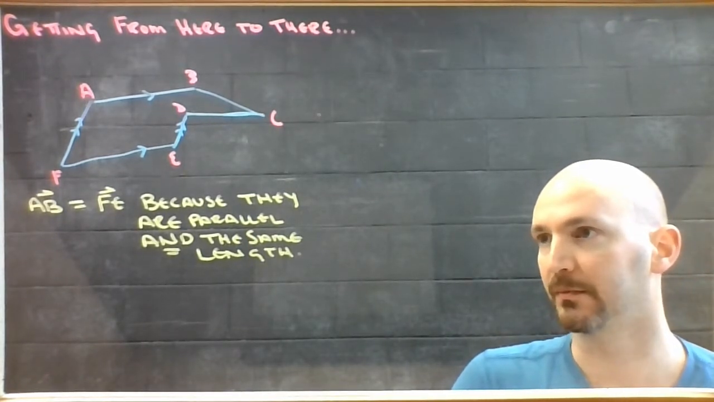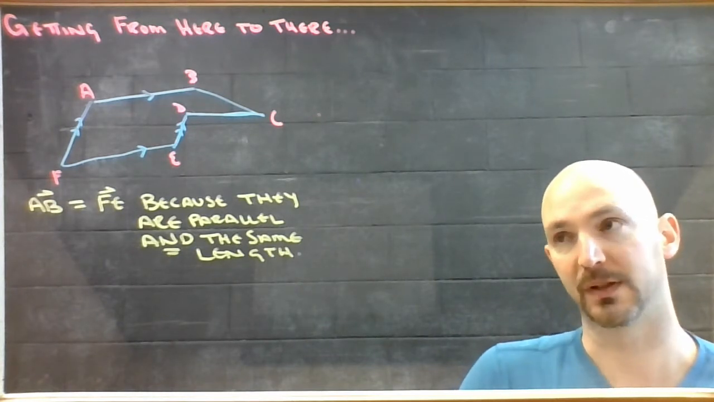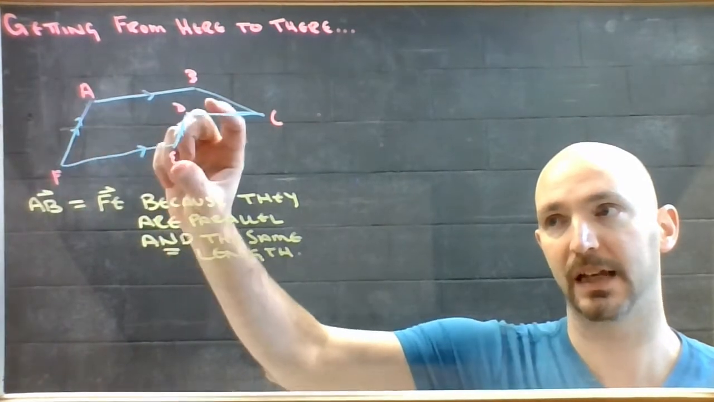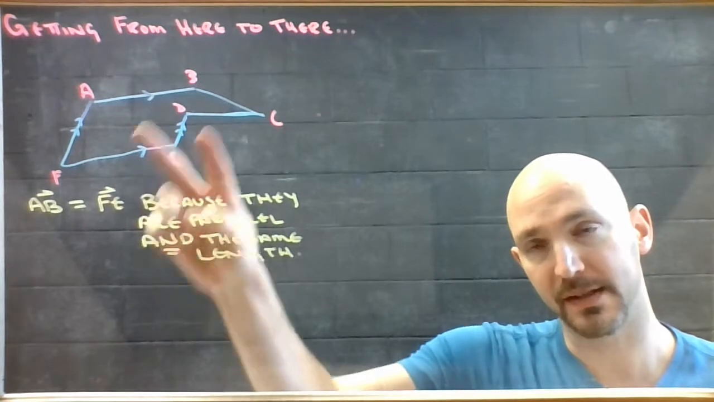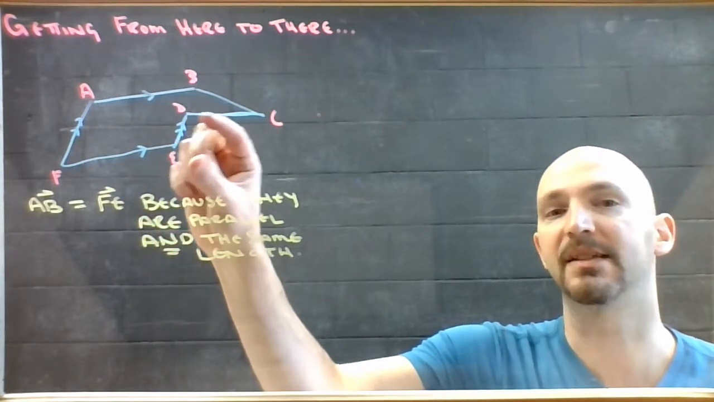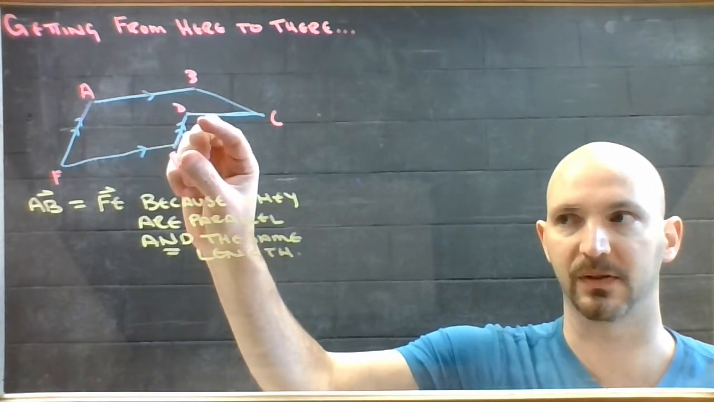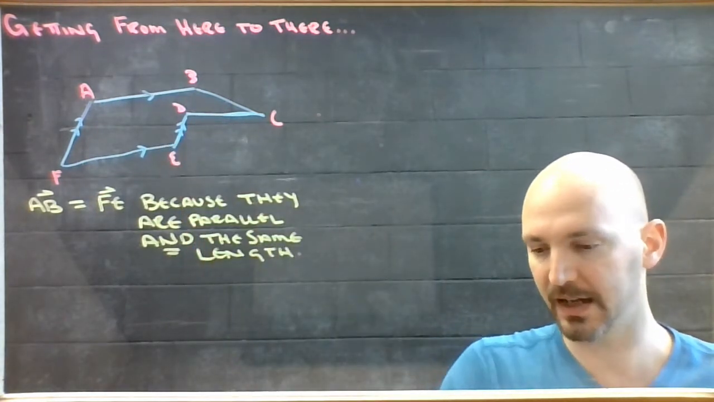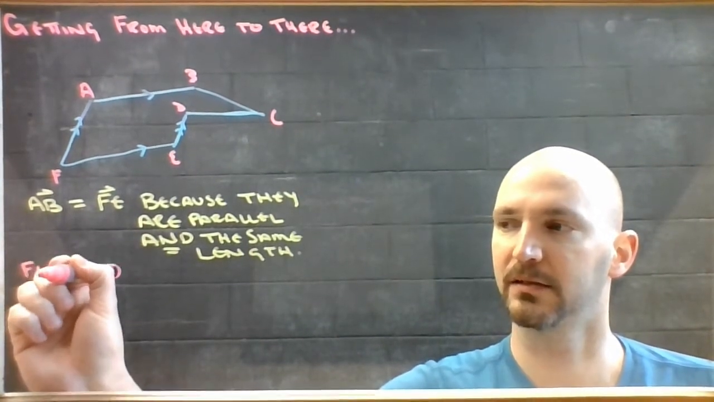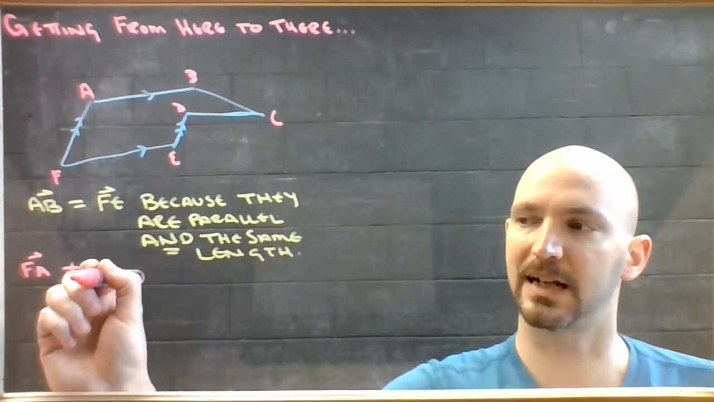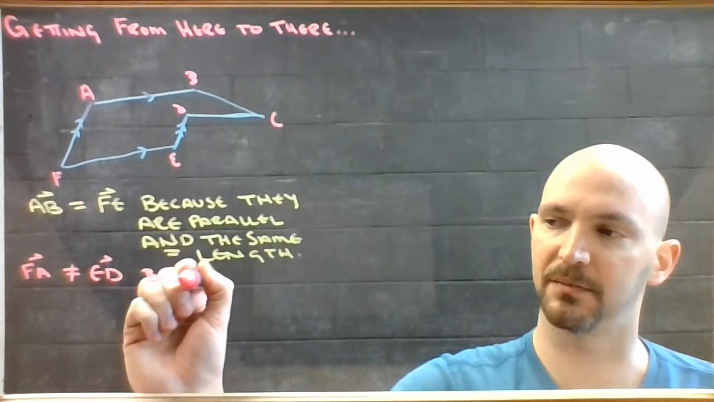Okay, good. So if I were to look at the other two that are parallel, F to A and E to D, they're going in the same direction, but D to E is not as long as F to A is, so it must have slightly different instructions. So based on this diagram, you can state that F to A is not the same as E to D because they are not the same length.